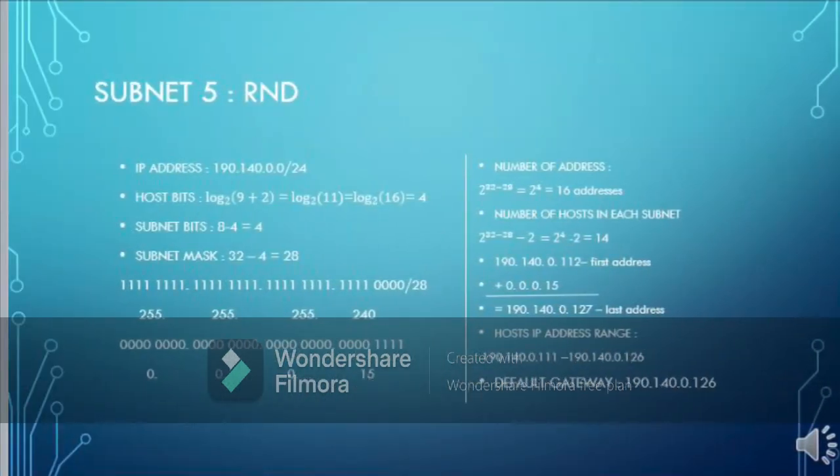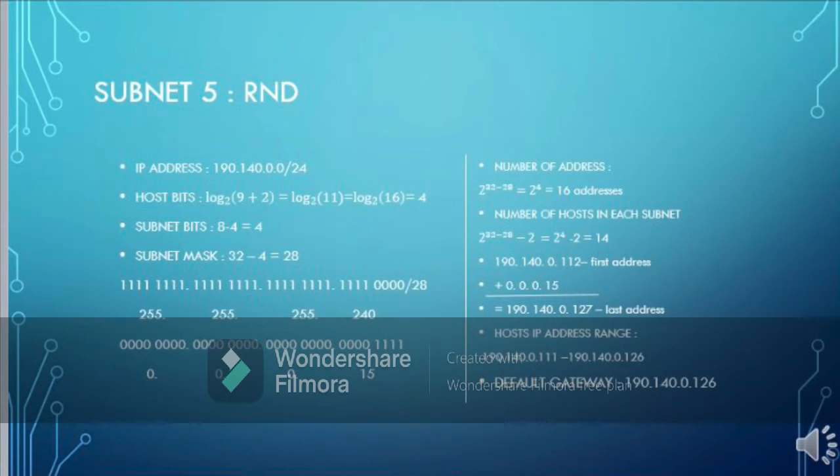Now we have subnet 5, that is for R&D. So the number of ports in subnet 5 is 9. To get the host bit is log base 2 of 9 plus 2 equals log base 2 of 11, but we can't use that because it'll turn into decimals. So it is equal to log base 2 of 16 equals 4. Then we can find the subnet bits, 8 minus 4 equals 4, and by that we can find the subnet mask, that is 32 minus 4 equals 28.